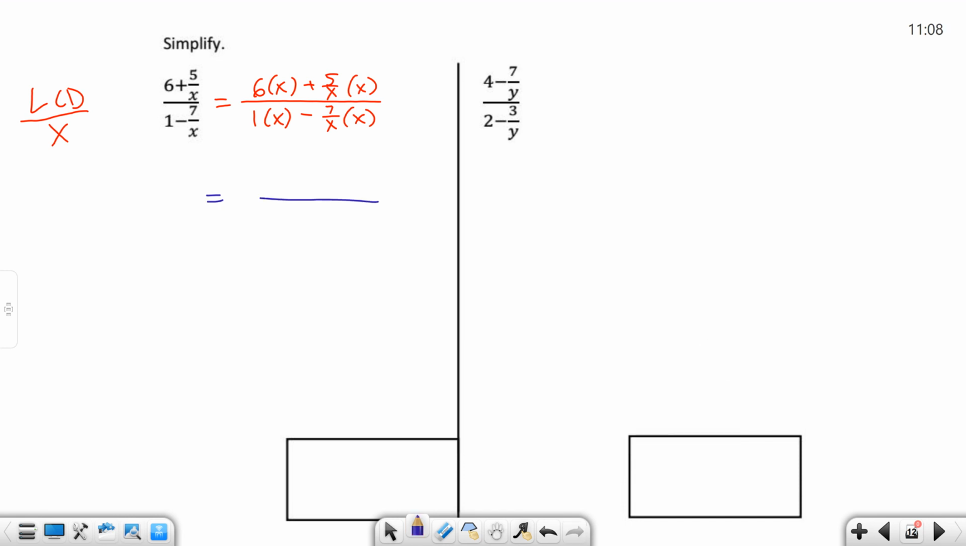This is going to be 6x for this term, right? And then here, this is a fraction times a whole number. So I need to remind myself, hey, wait a minute, this x is over 1, and if this x is in the top and this one's in the bottom, you can divide them out. So you're left with plus 5, okay?